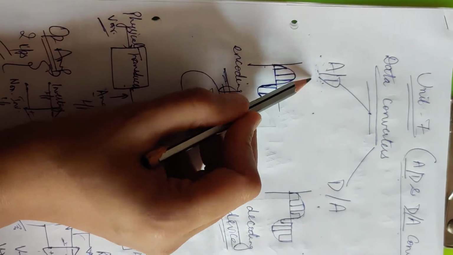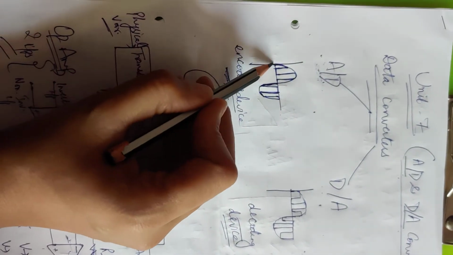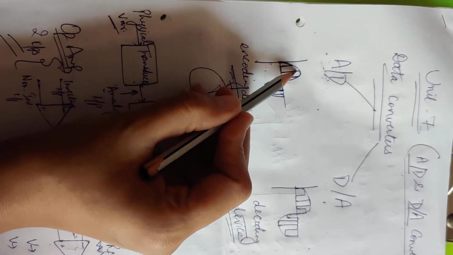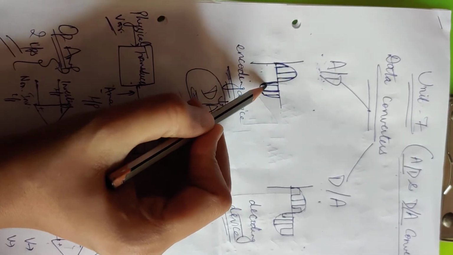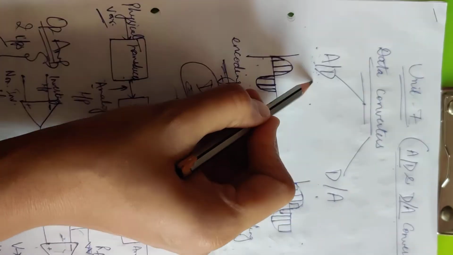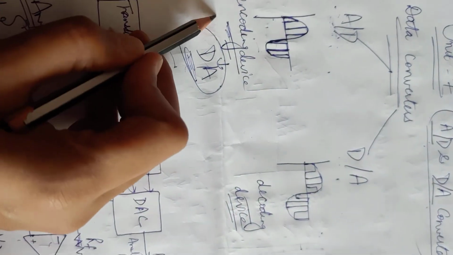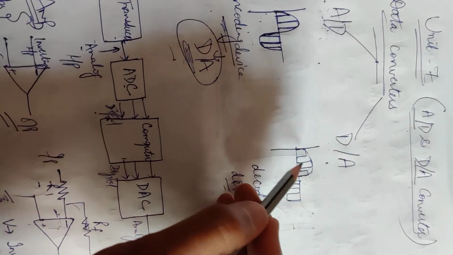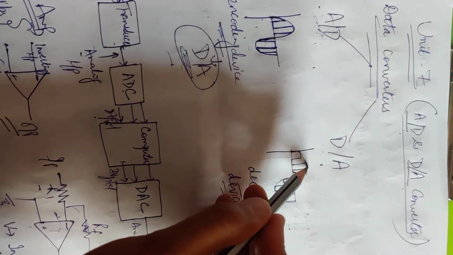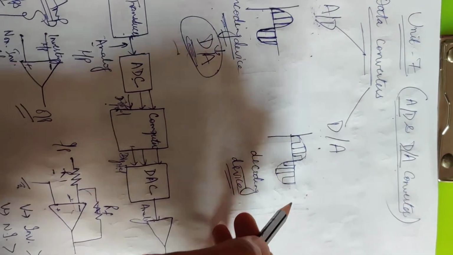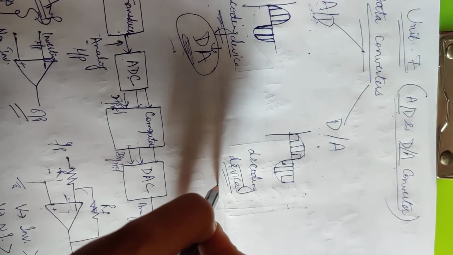These are of two types. Analog to digital converts this analog signal into samples in the form of pulses. This is digital, so it converts analog into digital. This is an encoding device. And D2A reconstructs the digital signal to form this continuous signal. This is a decoding device.